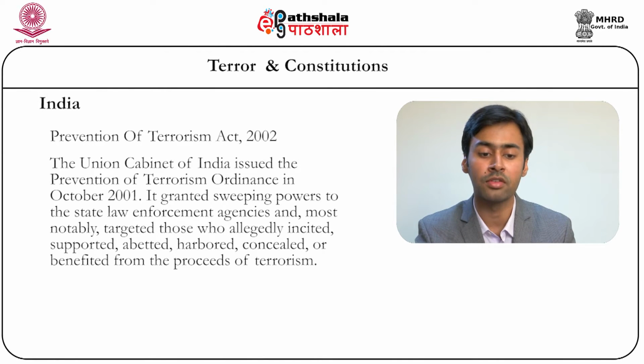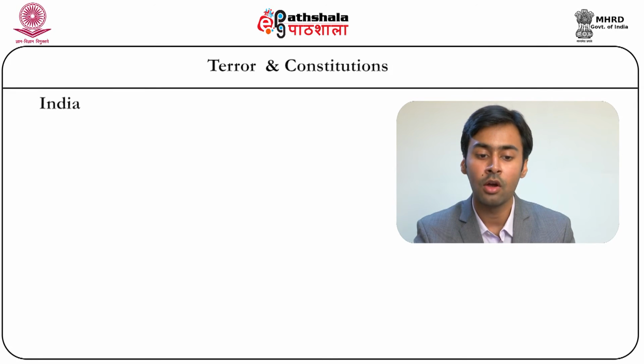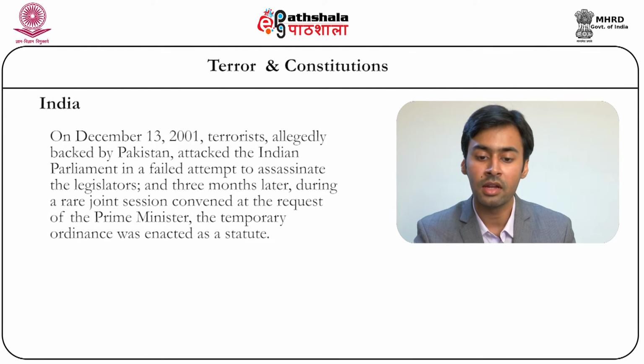It granted sweeping powers to the state law enforcement agencies and most notably targeted those who allegedly incited, supported, abetted, harbored, concealed or benefited from the proceeds of terrorism. On December 13, 2001, terrorists allegedly backed by Pakistan attacked the Indian Parliament in a failed attempt to assassinate the legislators. And 3 months later, during a rare joint session convened at the request of the Prime Minister, the Prevention of Terrorism Act was enacted as a statute.